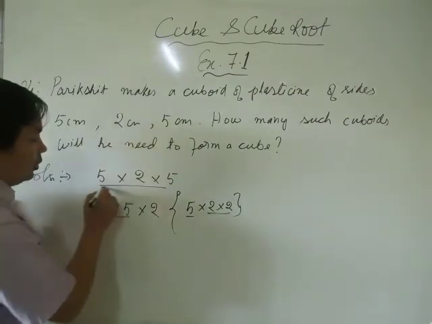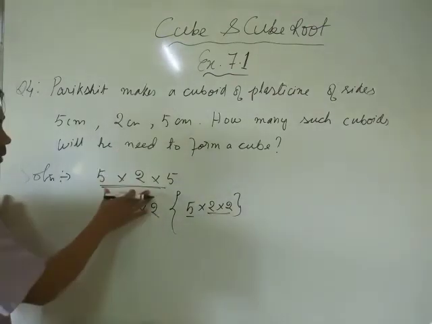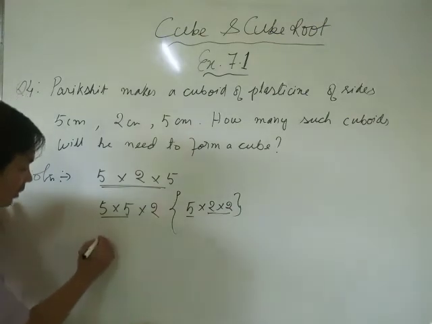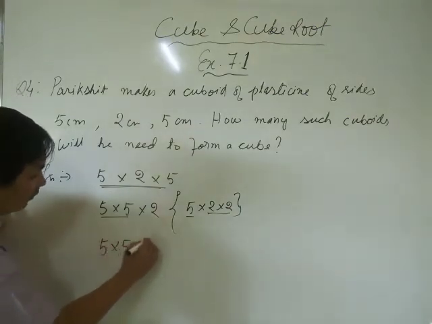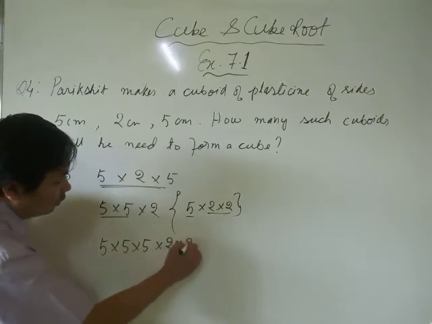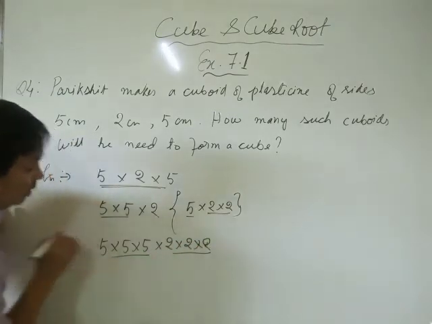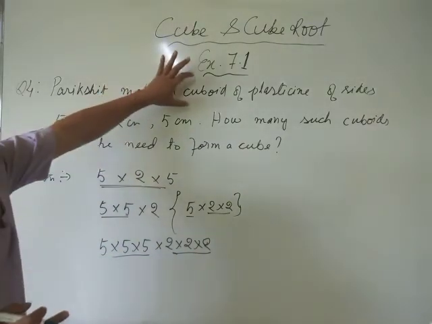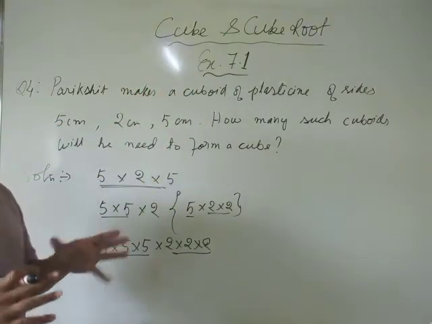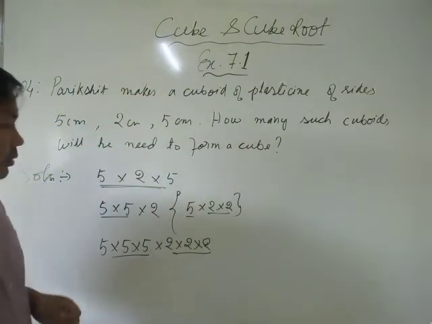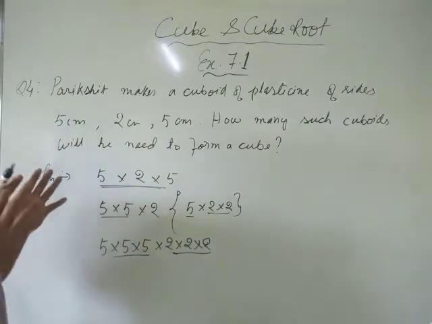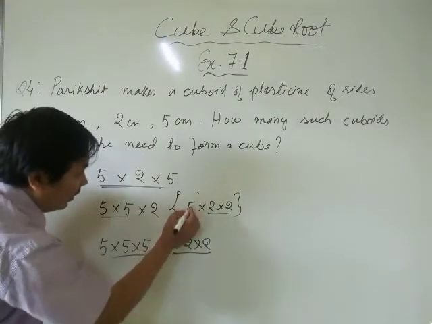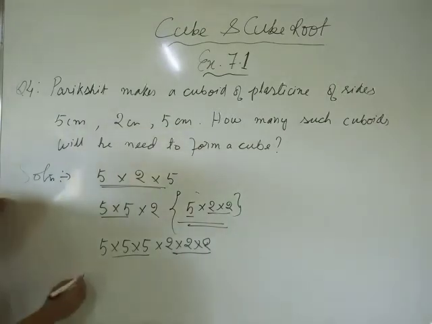So by the question, for only one cuboid we have the dimension 5 into 2 into 5. That is 2 5's and 1 2. If we continue like this, 5 into 5 into 5 into 2 into 2 into 2, then they become a perfect cube. Then the number of plastic cuboids will be able to make the cube at last. So how many plastic cuboids are required, we will get by multiplying the numbers here in this bracket.